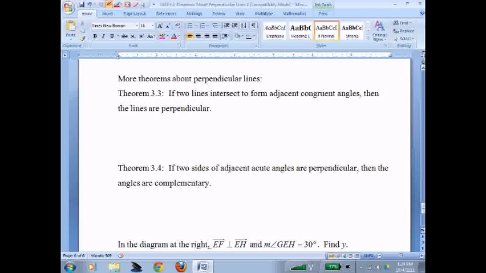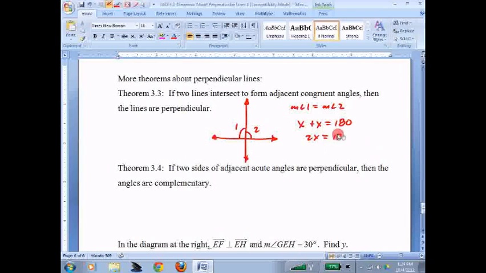So here's some more theorems about perpendicular lines. If the two angles adjacent to each other are congruent, call it angle 1 and angle 2, well, that would mean that we could call them both x, and they have to add up to 180 because it's a straight line. So that means they're both 90 degrees. So if you got two angles on a straight line, and you can say they're both congruent, then we know that they equal 90 degrees.